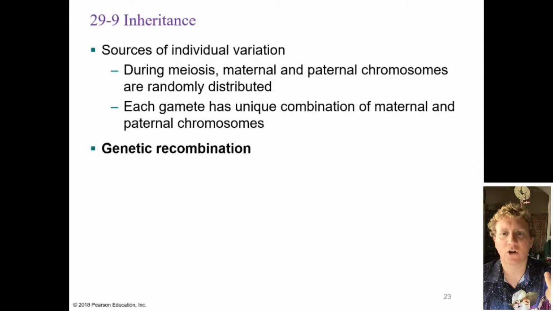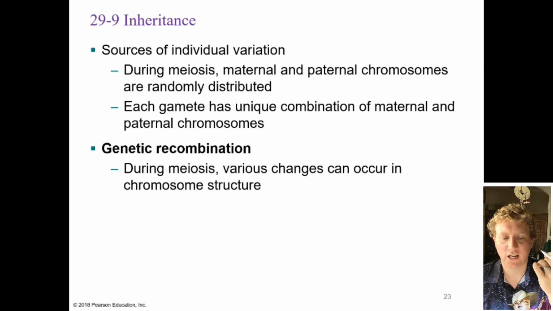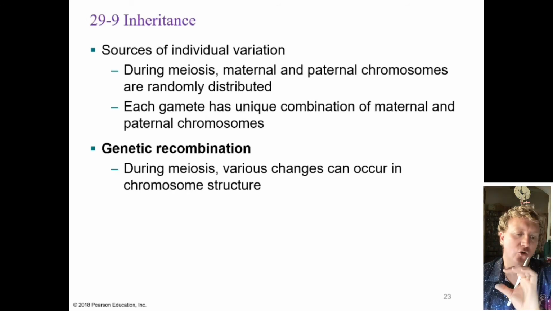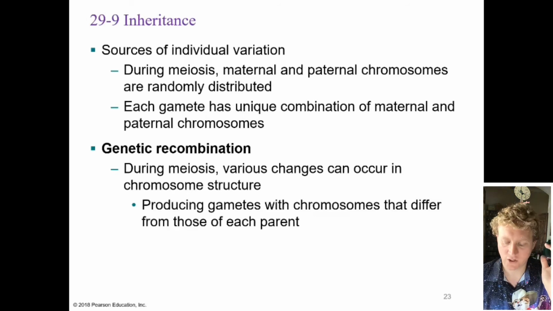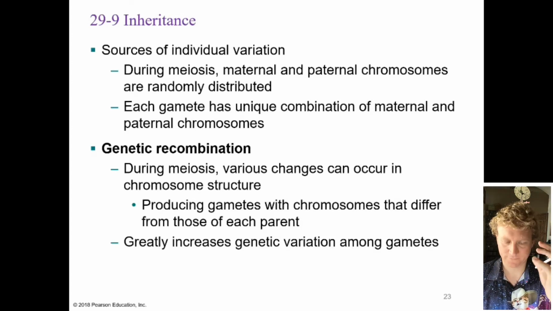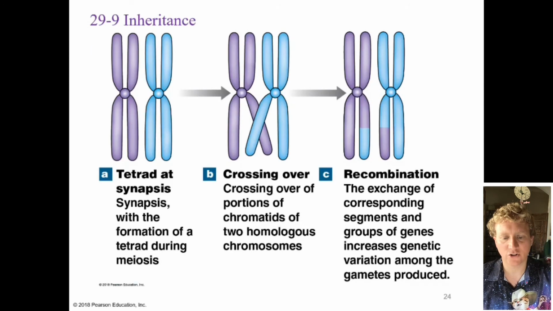You can also have something called genetic recombination, which is various changes that will occur to the chromosomes themselves during meiosis. And so you're going to have chromosomes that are different from the parent. They all came from the same source material, but they are genetically different. And so that's going to also increase variation.